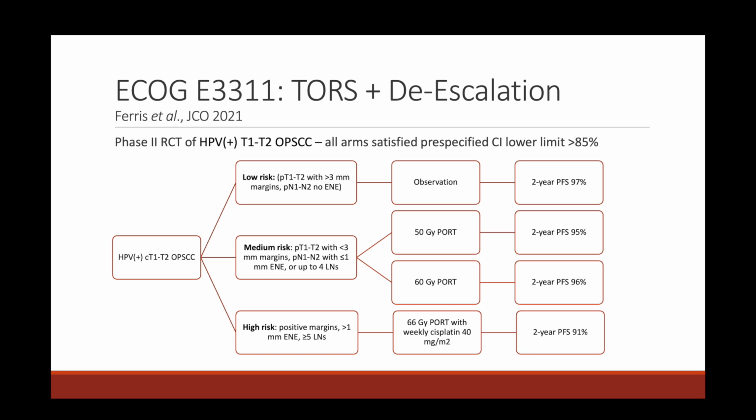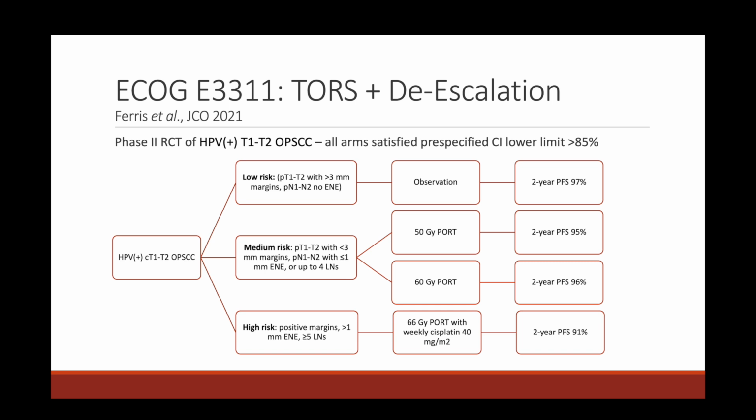The ECOG E3311 trial was published, so I just want to take a few moments to get into the details of that. This was a phase 2 study of patients with HPV-positive T1 to T2 oropharyngeal squamous cell cancer. After undergoing TORS, they stratified these patients into low, medium, and high risk. Low risk were T1 to T2 patients with greater than 3 millimeter clear margins, and they had to have pN1 to N2 disease with no extranodal extension.